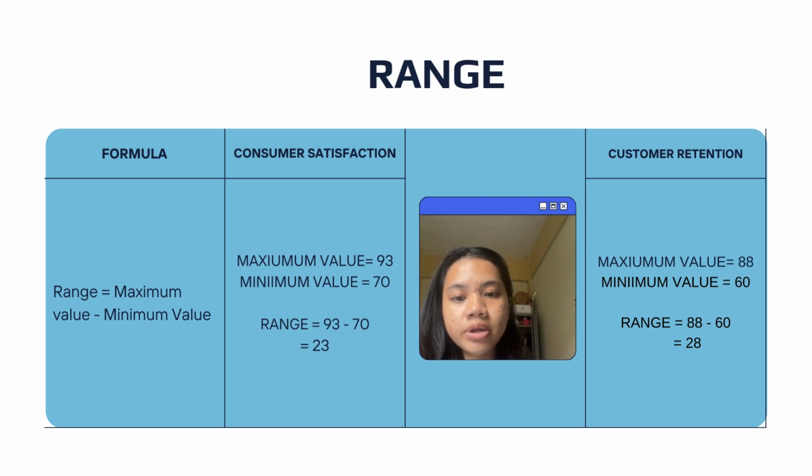For customer satisfaction, the maximum value is 93 and the minimum value is 70. The range is 93 minus 70, which gives a difference of 23. For customer retention, the maximum value is 88 and the minimum value is 60. The range is 88 minus 60, which is equal to 28.